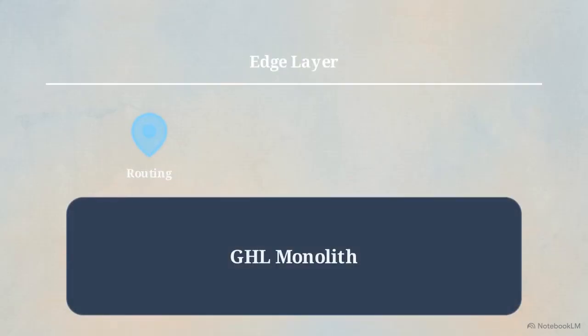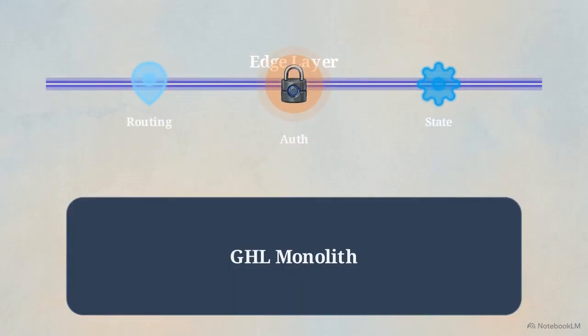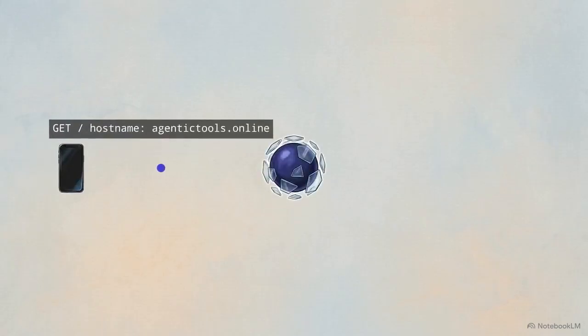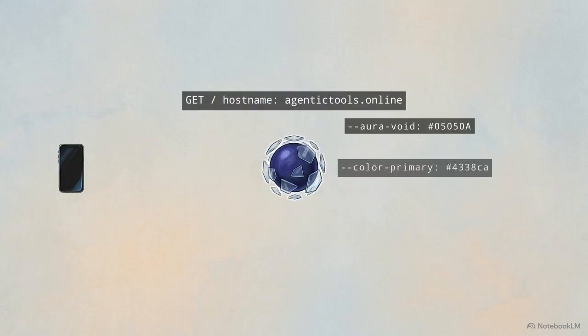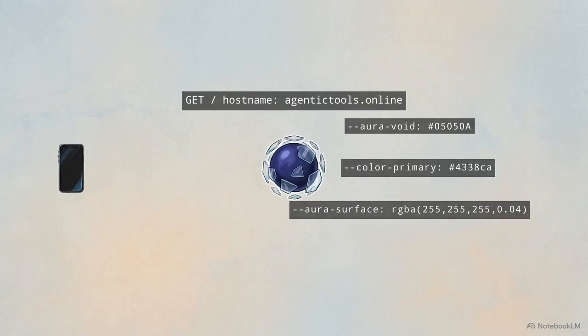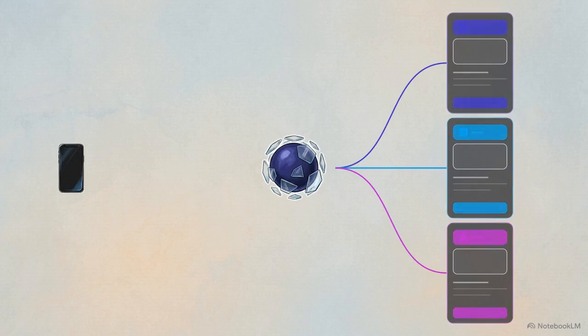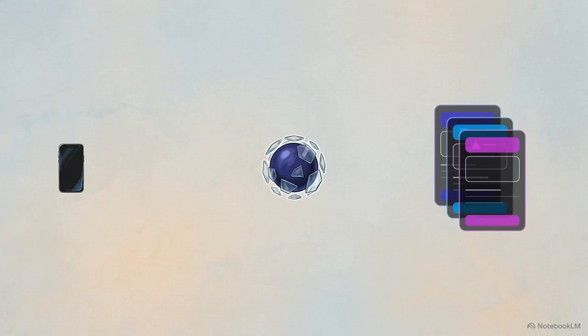We moved routing, authentication, and state management out of the monolith and into a custom-built edge layer. The application runs on Astro 6 and Preact, using Vercel's server-side rendering to handle page generation as close to the user as possible. When a request hits the edge node, middleware scans the incoming hostname, identifying the tenant and injecting design tokens like the Aura void background color directly into the HTML. This single codebase serves multiple white-labeled domains at once, applying styling dynamically without duplicating components.